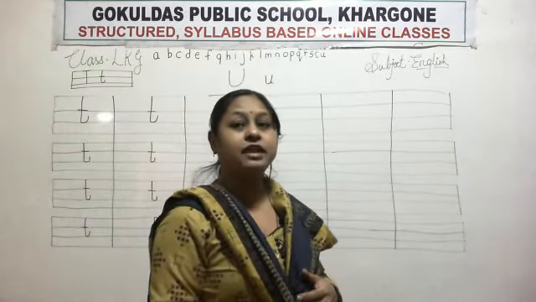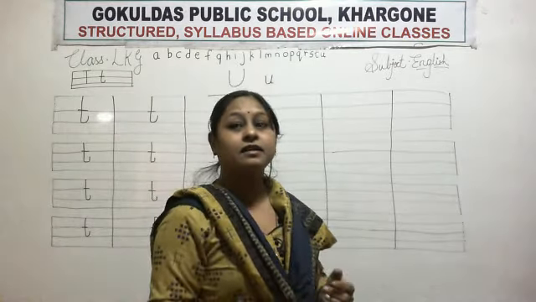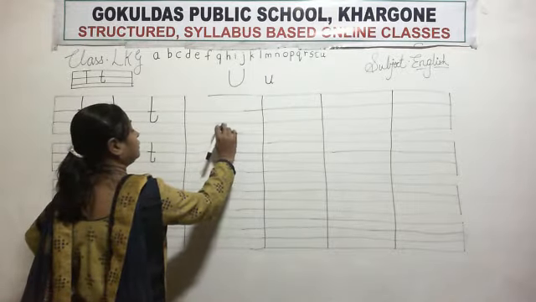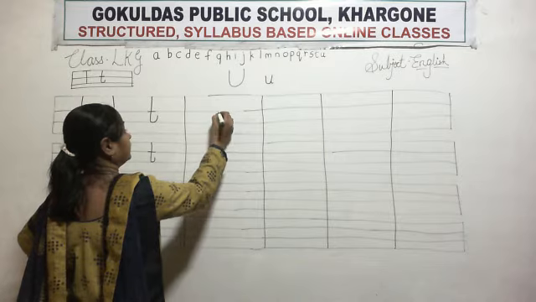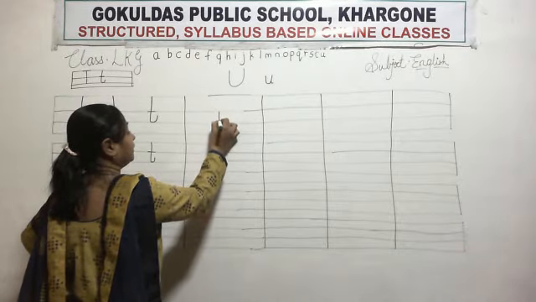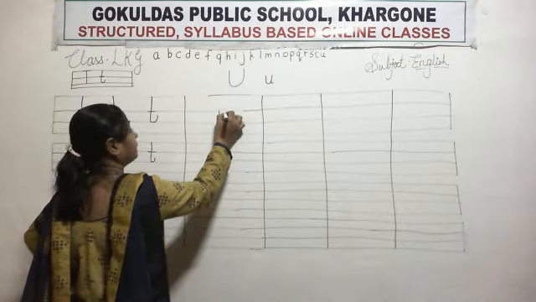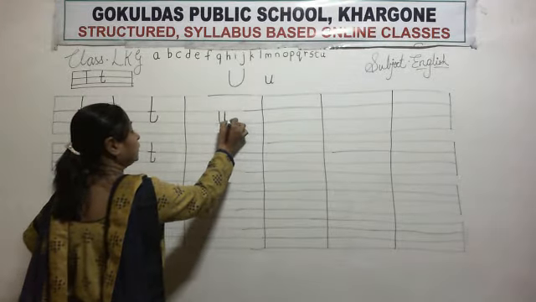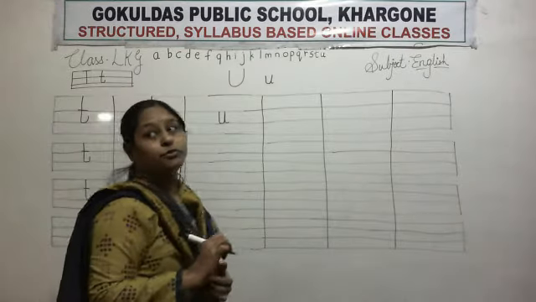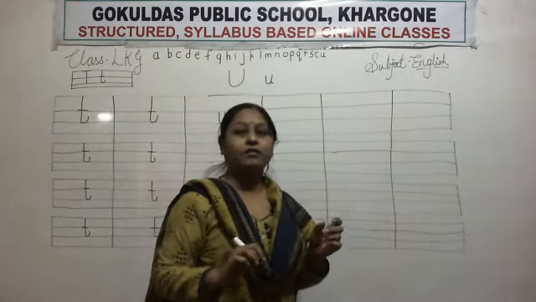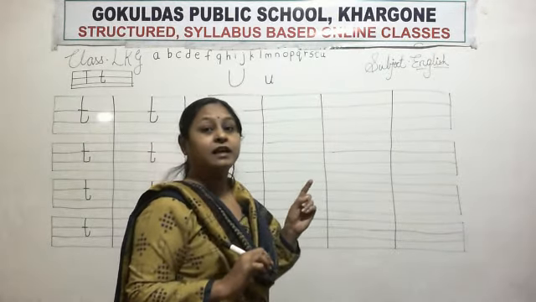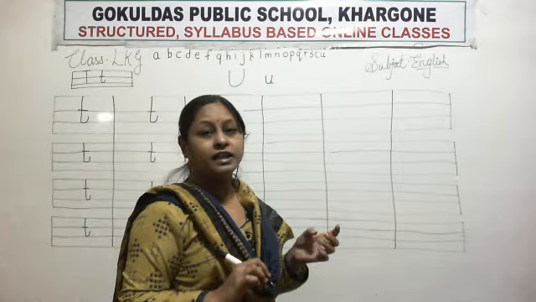And the sound of U is up. Umbrella. Up. Okay. So start writing in 2 lines. How will you write U? In 2 lines only. Like this, standing line, then curve, upward, then again down, and one small tail of letter U. And the sound of U is up.